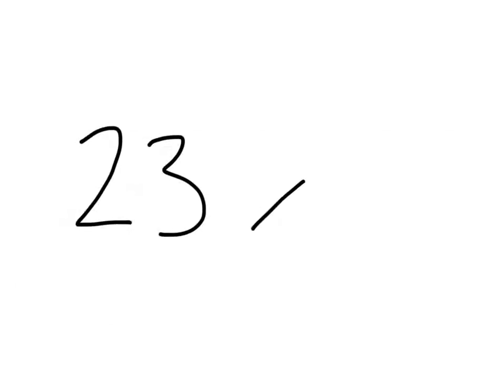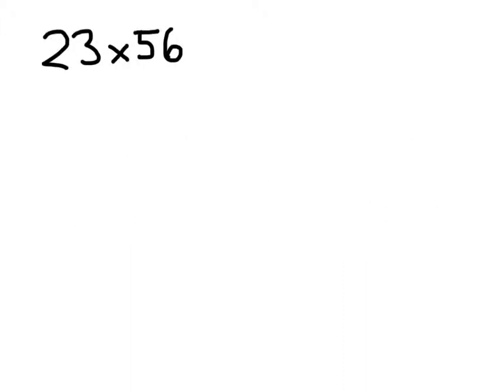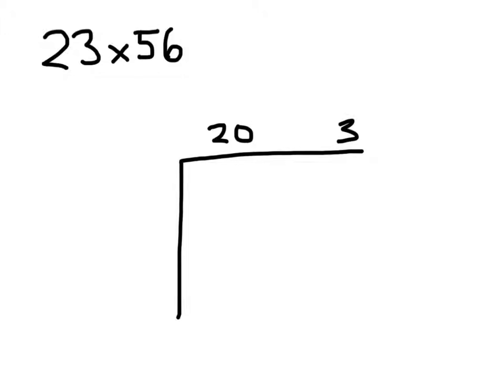We can use this idea of an array to solve really large problems in multiplication. But instead of seeing sets of objects, we're going to create arrays with numbers because drawing out hundreds of dots would be very time consuming. So let's try solving the multiplication problem 23 times 56. To begin, I'm going to draw the side and the top of my array. I'm then going to divide my numbers into their place values. So 23 becomes 20 and 3, 56 becomes 50 and 6.